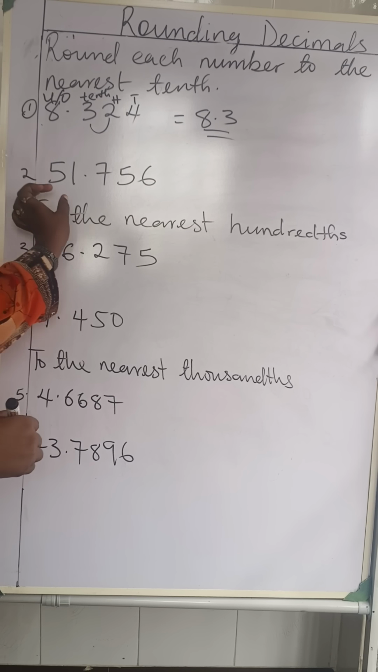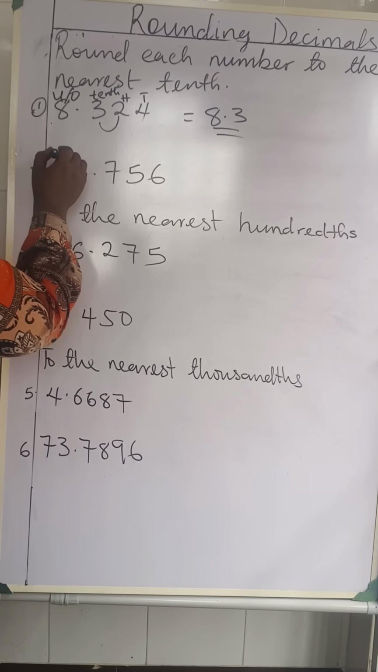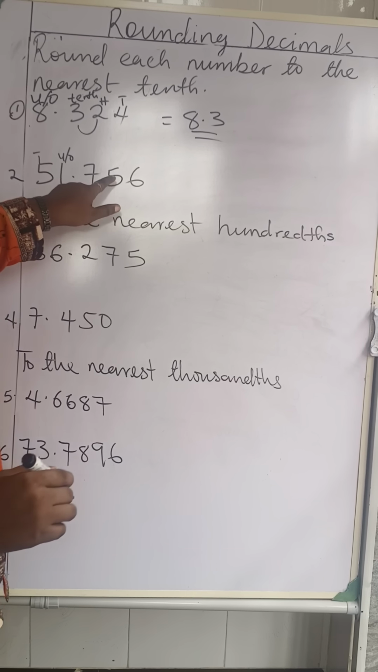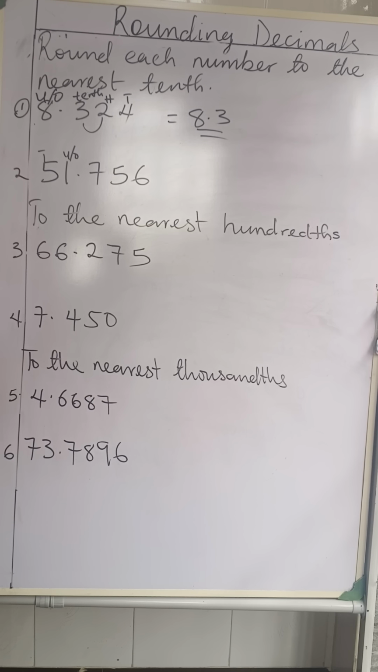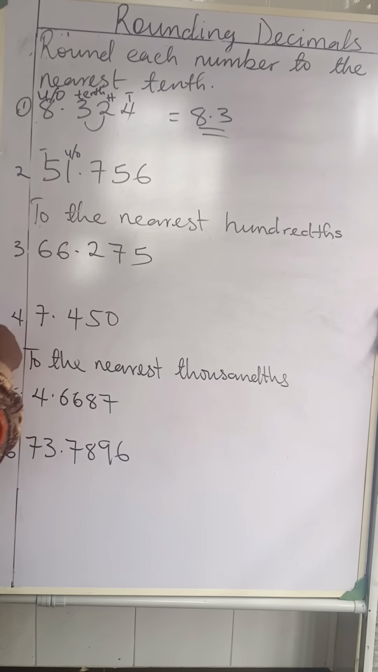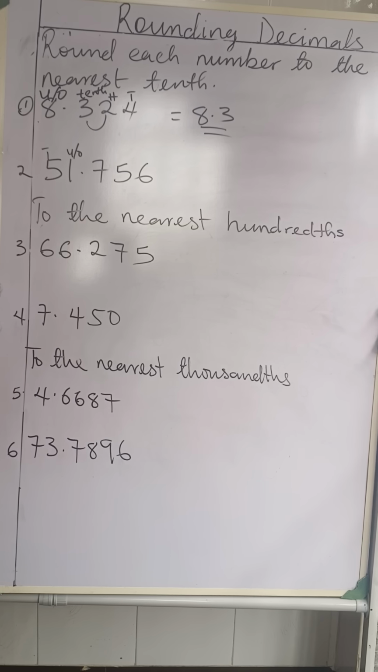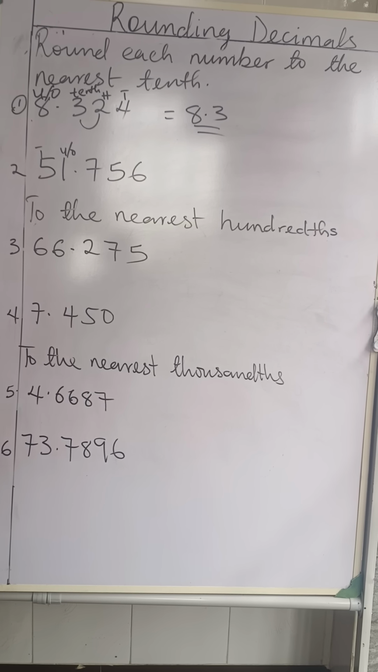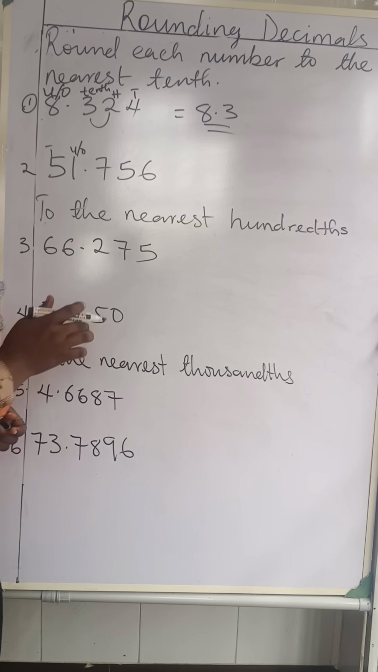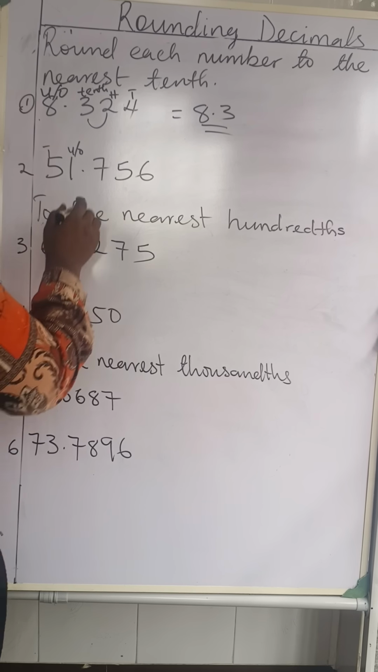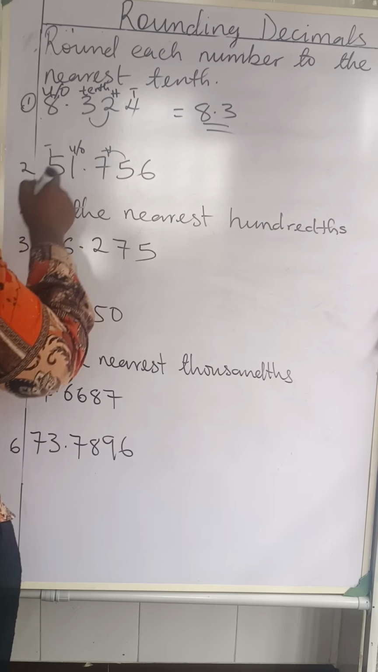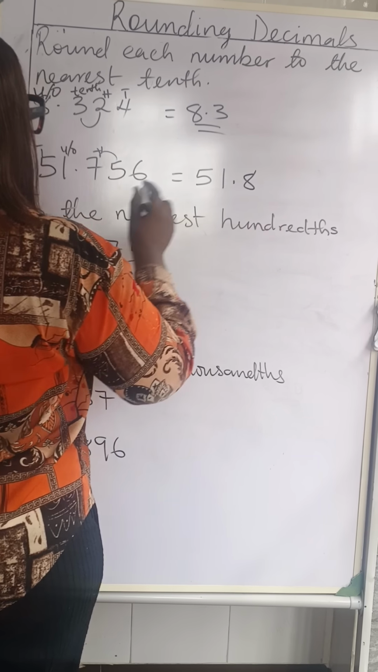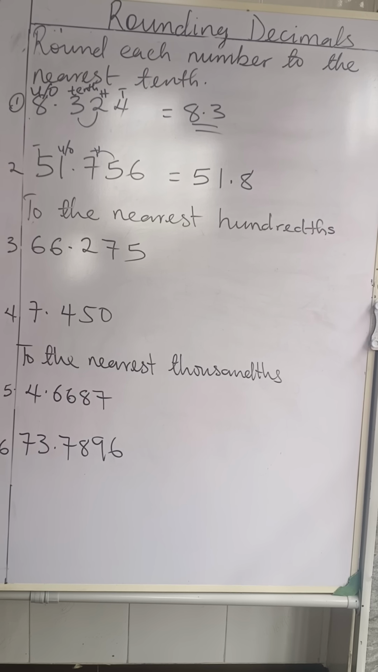Number 2, we have our whole number 51. This is our unit or ones here. And this is tenth, hundredths, and thousandths. Remember, we are also rounding it off to the nearest tenth, which is represented by 7. And the closest neighbor is 5. Is it up to 5? Yes. Will it have an effect on 7? Yes. So we add 1 to 7, and our final answer will be 51.8, because 1 was added to the 7.